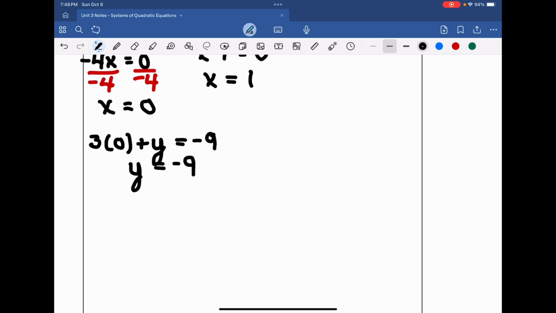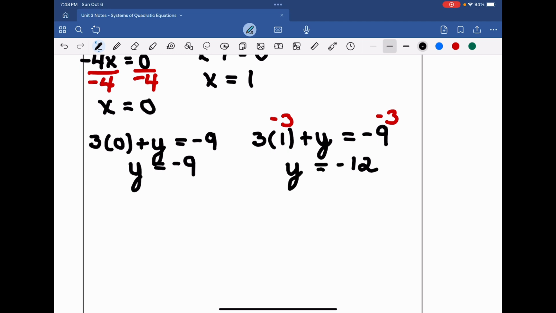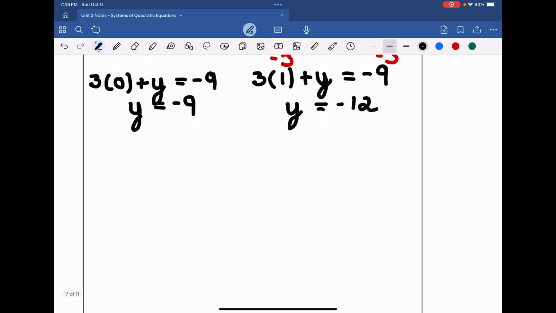Easy as that. For our second solution, it's going to be 3 times 1 plus y is equal to negative 9. If I subtract 3 from both sides, because 3 times 1 is just 3, this gives us that y is equal to negative 12. There we go. So here's our two solutions: y equals negative 9, y equals negative 12. Now we want to put these as ordered pairs. Therefore, the two ordered pairs are where x is 0 and y is negative 9, and the other ordered pair is when x is equal to 1 and y is equal to negative 12.